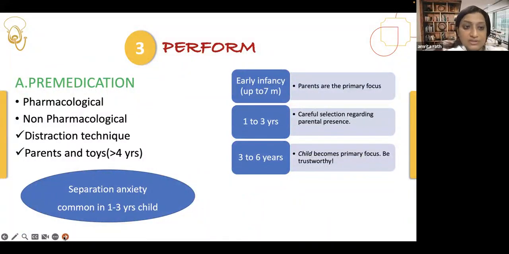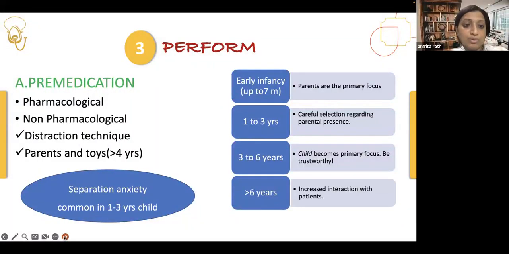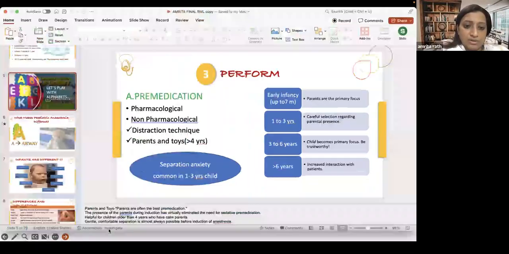If the child is around 3 to 6 years, your main focus is the child, because you have to gain the trust of the child. And finally, if it is more than 6 years, here you have to have more interaction with the child: play, distraction techniques, toys, all this you have to take care of.